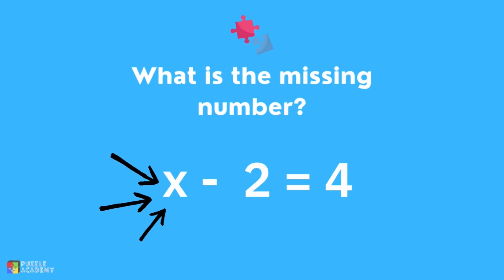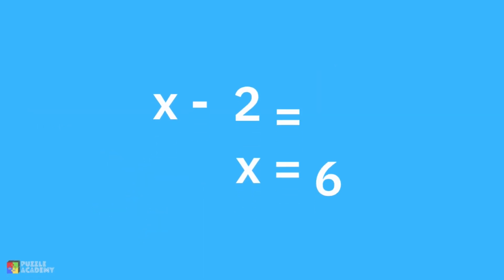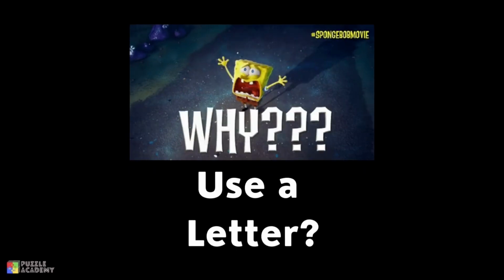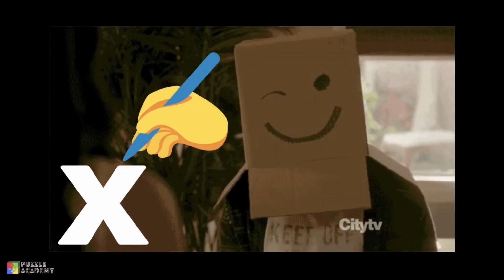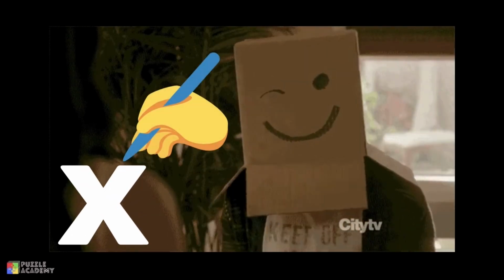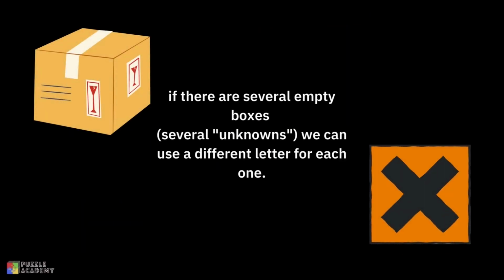That letter, in this case an X, just means we don't know this yet, and is often called the unknown or the variable. And when we solve it, we write X equals 6. Why use a letter? It is easier to write an X than drawing empty boxes, and easier to say X than the empty box. If there are several empty boxes, several unknowns, we can use a different letter for each one. So X is simply better than having an empty box.